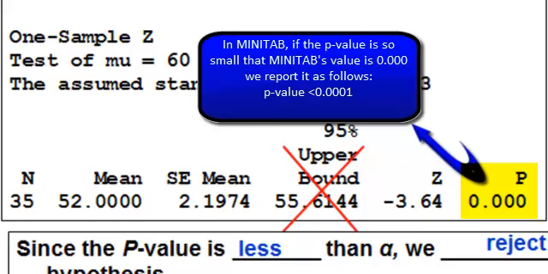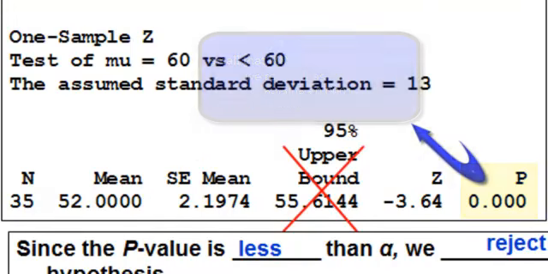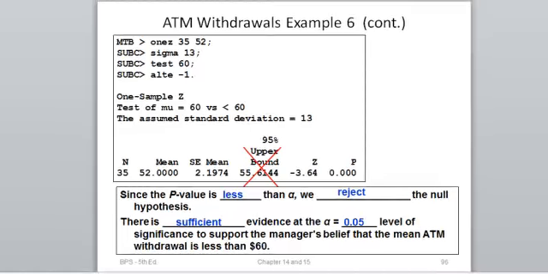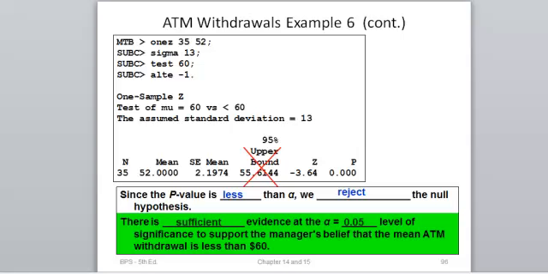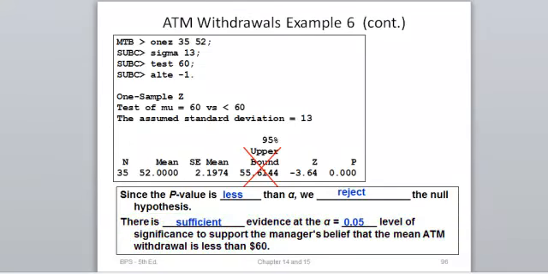So since that's much less than your alpha, remember we chose an alpha of 0.05, we're going to reject that null hypothesis. So you would say there's sufficient evidence at a 0.05 significance level to support the manager's belief that the mean ATM withdrawal is less than 60.